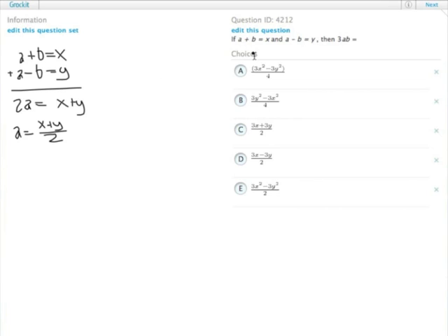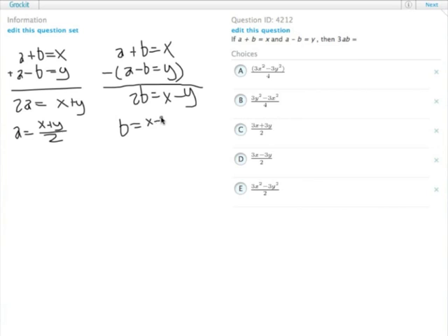We do the same thing for b, but since the two a's are both positive, we need to subtract one equation from the other. So we have a plus b equals x again, minus the quantity a minus b equals y. Here the two a's cancel each other out, but since we're subtracting a negative b, we end up with 2b equals x minus y. So b equals (x minus y) divided by 2.